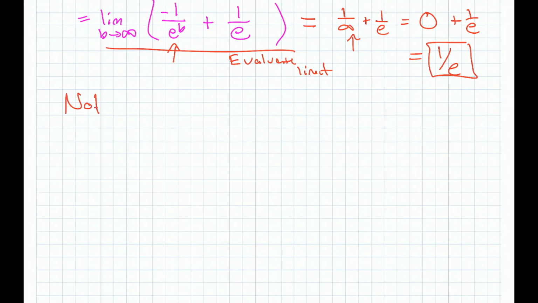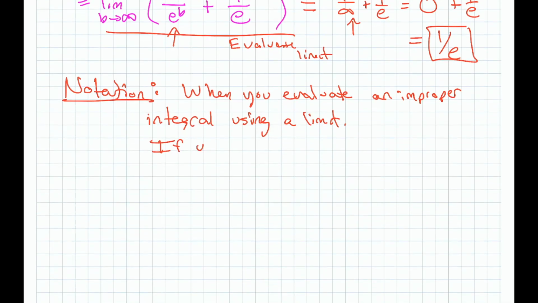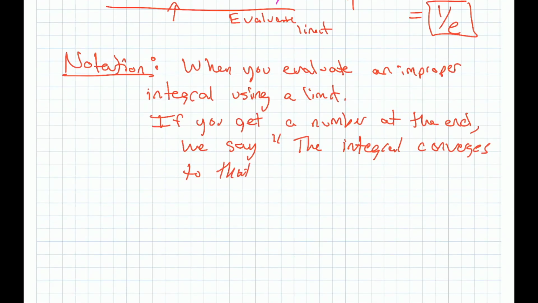Now, a little bit of formal notation or theory about this. When you evaluate an improper integral using a limit, if you get a number at the end like we just did, we say the integral converges to that number, whatever that number is.